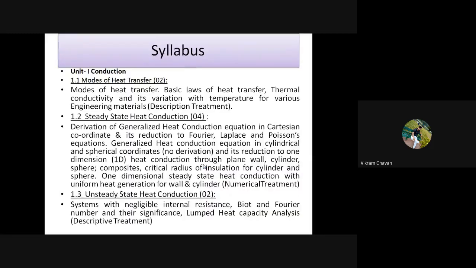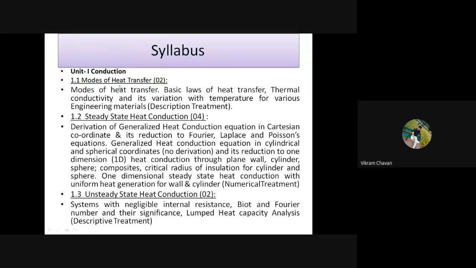Now we come to our syllabus. The syllabus is very vast. You can see that the first chapter's syllabus is this much, and the first chapter is divided into 3 sections. Unit number 1 is conduction, and in that unit 1, we are studying 3 sections.